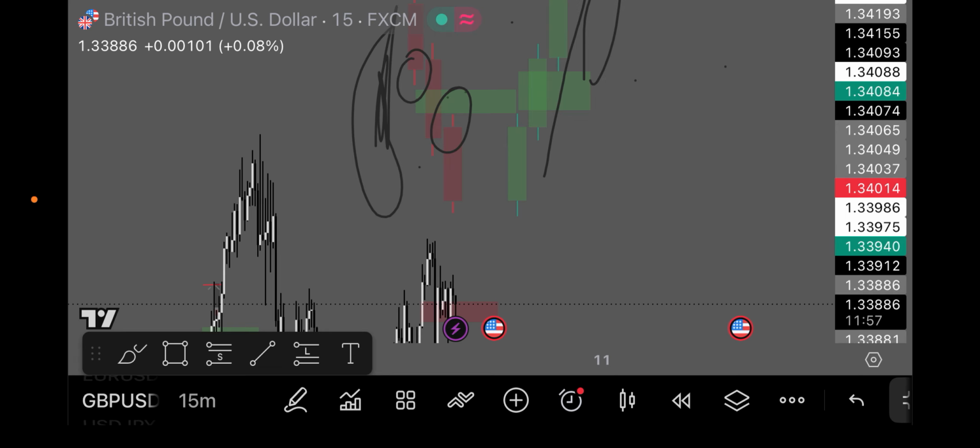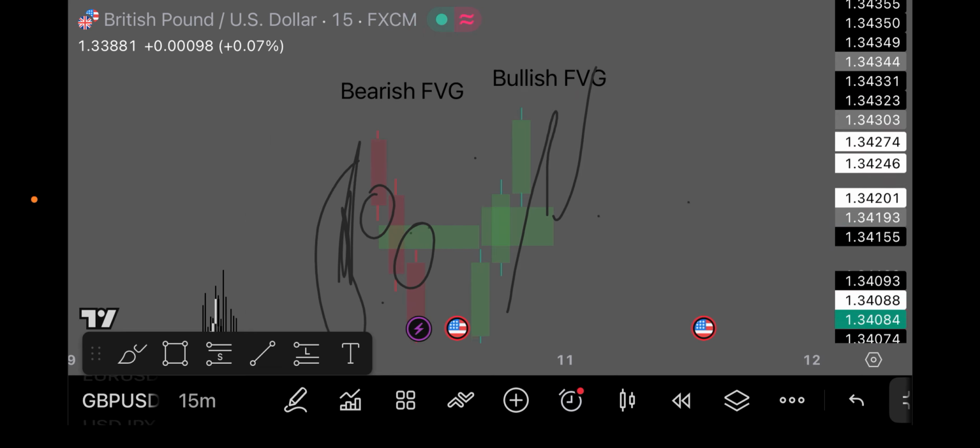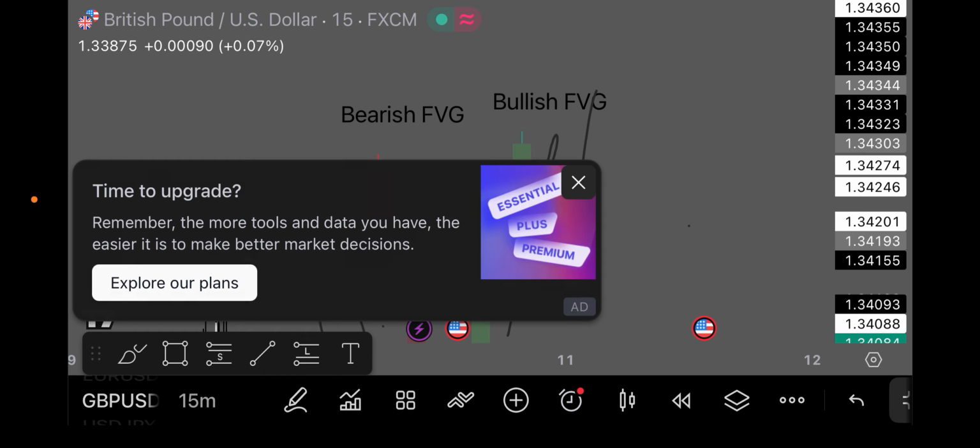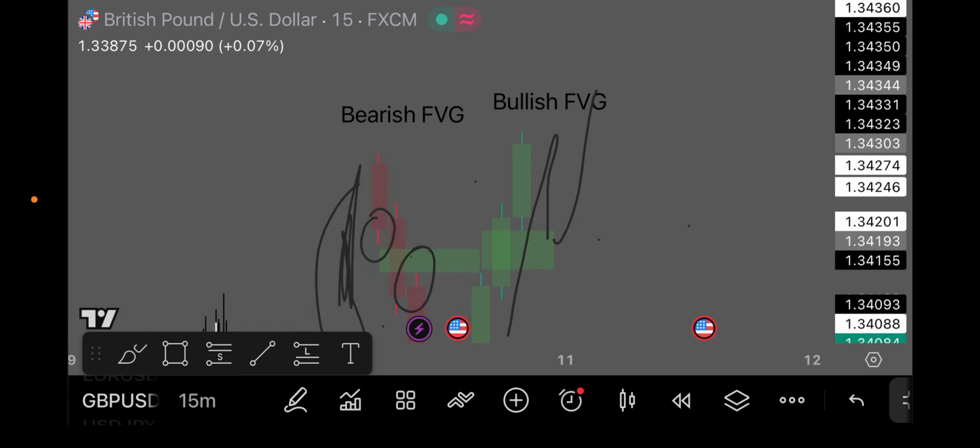On the next class, that is day 5, which I might release today, we'll be talking about inverse fair value gap. After that, I will then show you how I use liquidity and the imbalance, that is inverse fair value gap, to enter trades. That is how I use them to actually enter trades. That is on day 6.